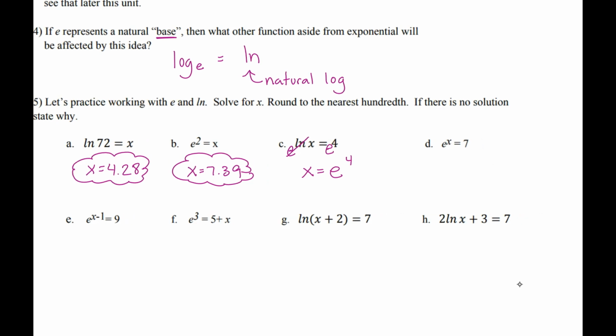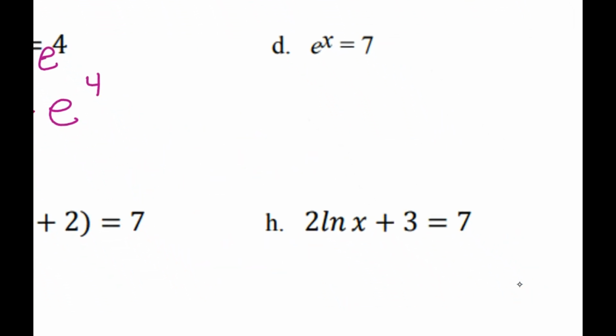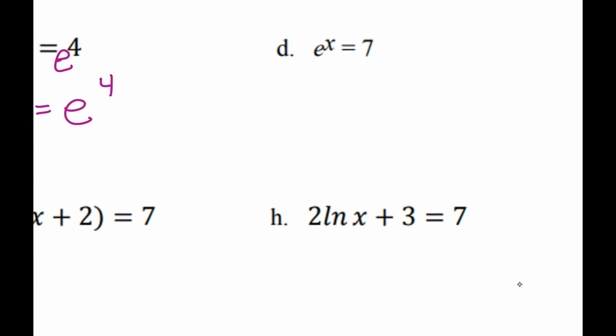On the next one, we have x as the exponent. What do we do to get x by itself? There's 2 ways now. The log roll. So it's going to be log base e, which is ln. So same thing here now. If we want to get rid of the e, what we do is we just take ln of both sides. The ln and the e cancel. So it's just ln of 7 equals x.